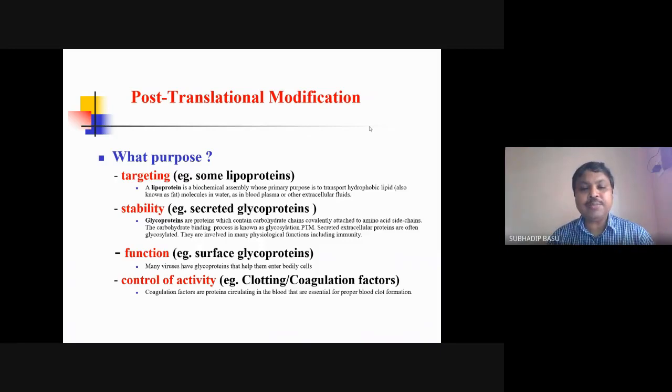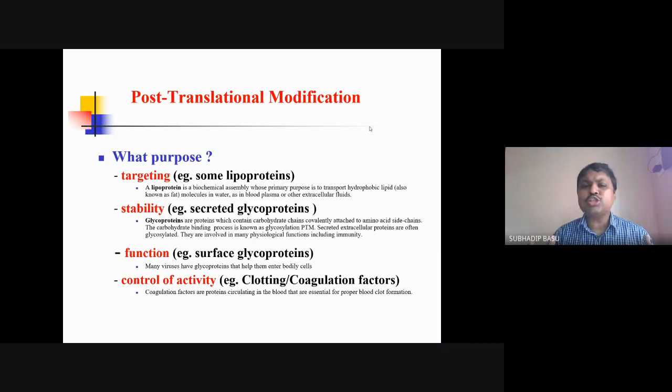So the fat molecules bind with the proteins which are lipoproteins. Post-translational modifications often target lipoproteins so that they can bind a fat. That is one purpose, called targeting. This is done through certain types of post-translational modifications.